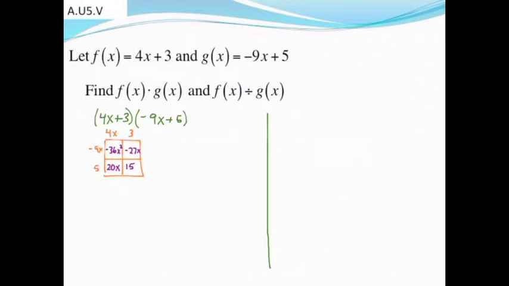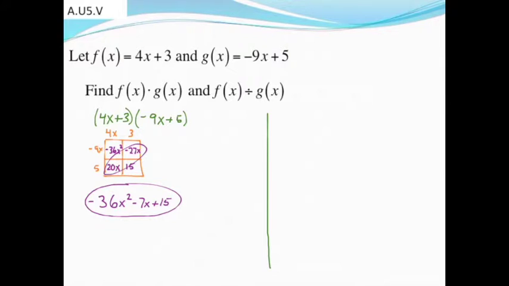To finish this, I'm going to add up any like terms I have in that box to get my final product. So negative 36x squared. My only like terms are with the x's, so 20x plus negative 27x is negative 7x. And then finally that plus 15 just goes down as part of my answer. So there's the product of those two functions.